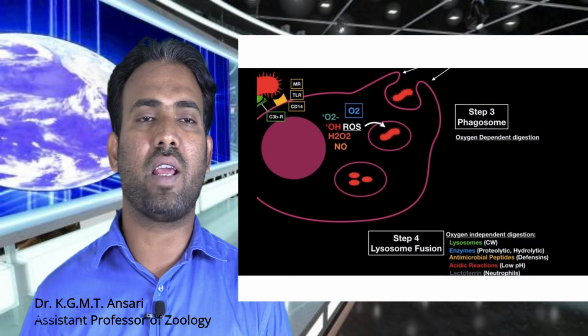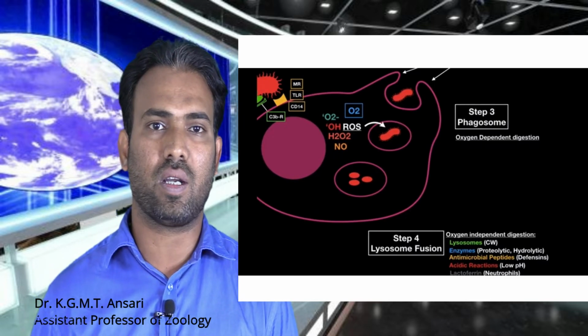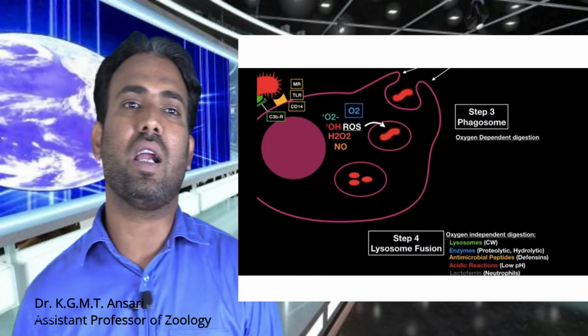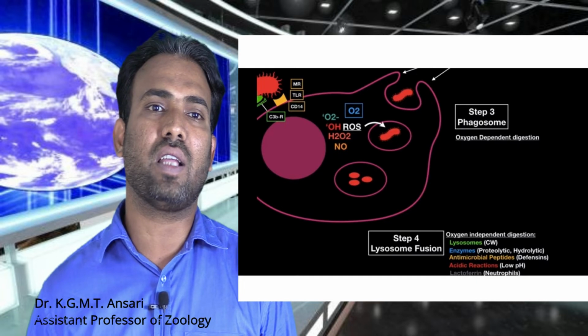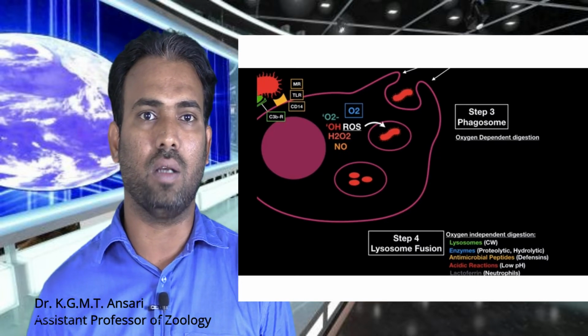So step 2, engulfment, is over. Then step 3 is a very important step, known as the phagosome step. After the engulfment, the foreign body is covered by one cell wall.